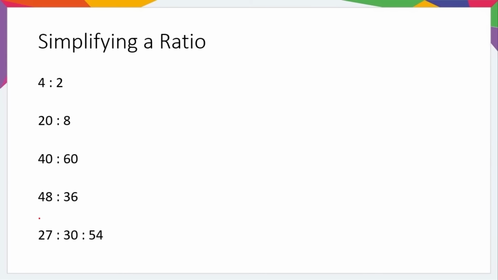Let's move on to ratio. Now, one of the easiest skills involving ratios is simplifying a ratio. Ratios can be simplified in exactly the same way that fractions can be simplified, and it's a fairly similar technique. All we're doing is we're looking for a number that we can divide both numbers by. So in the first example, we have the ratio 4:2. 4 and 2 are both even numbers, so we can divide them both by 2. 4 divided by 2 is 2. 2 divided by 2 is 1, so that's a ratio of 2:1.